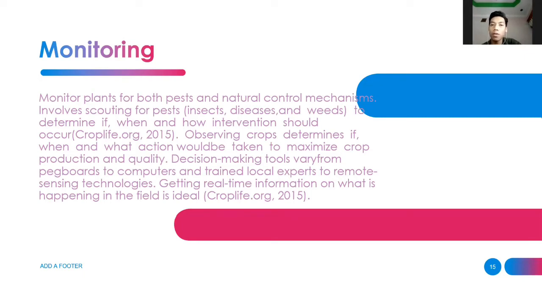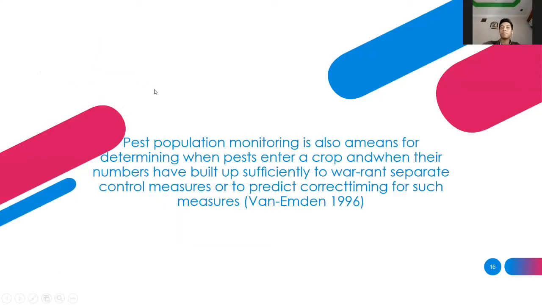Decision-making tools vary from blackboards to computers, and from trained local experts to remote sensing technologies. Getting real-time information on what is happening in the field is ideal. Pest population monitoring is also a means for determining when pests enter a crop and when their numbers have built up sufficiently to warrant separate control measures, or to predict the correct timing for such measures.